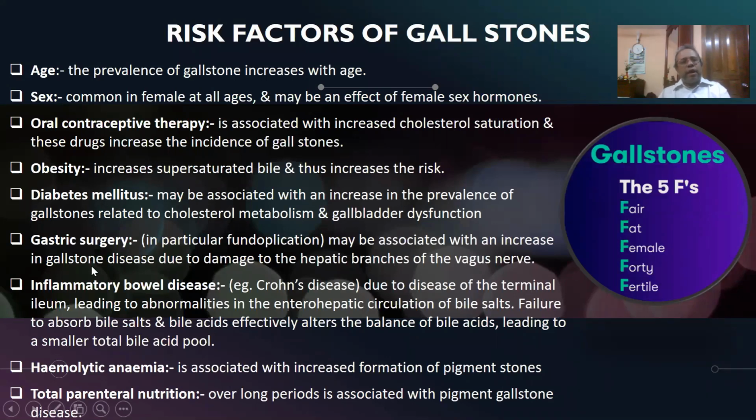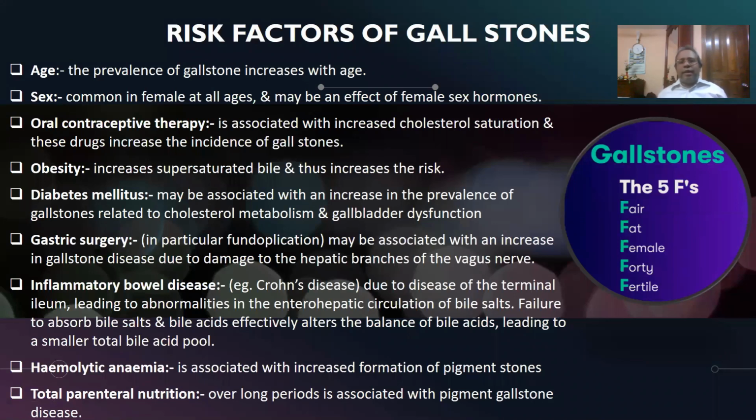Another important thing is gastric surgery. After gastric surgery, this is the important thing: partial fundoplication, that means in case of hiatus hernia, a Nissen fundoplication or Toupet, may be associated with an increase in gallstone disease. It is an important thing. In fundoplication, that means treatment of the hiatus hernia, the gastro-esophageal junction is kept inside the abdomen. For that reason, they make a wrap of the fundus of the stomach around the esophagus.